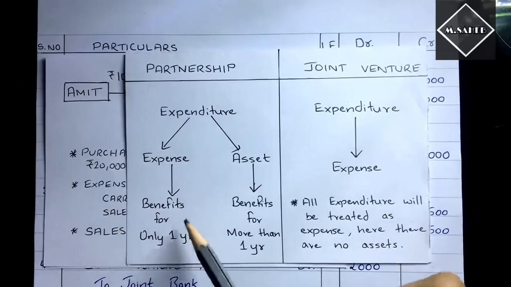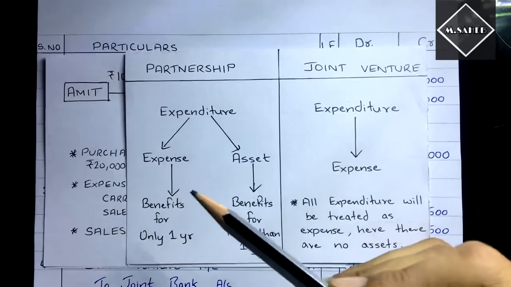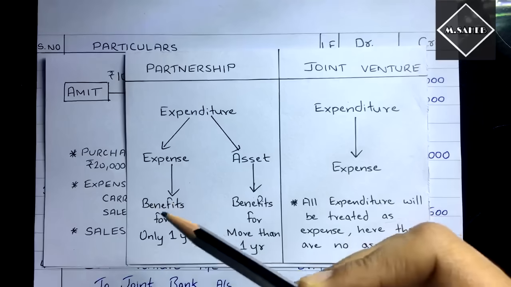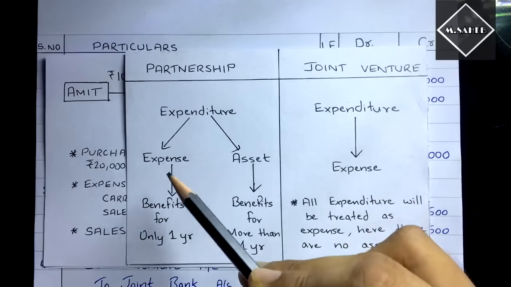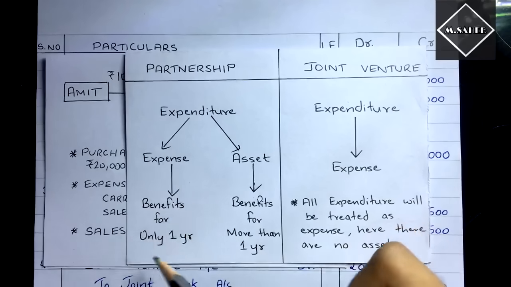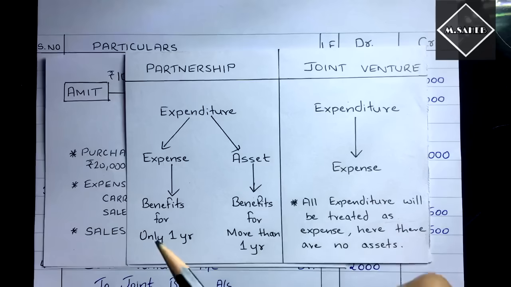The benefit of something which expires within 1 year, we used to call that an expense. Like rent, salaries, wages, electricity bill, telephone charges, all those items used to be called an expense, because the benefit of something expires within 1 year or lasts for only 1 year. So those items we used to call expense.